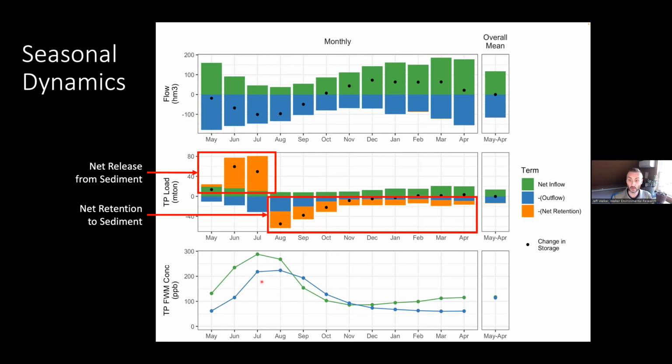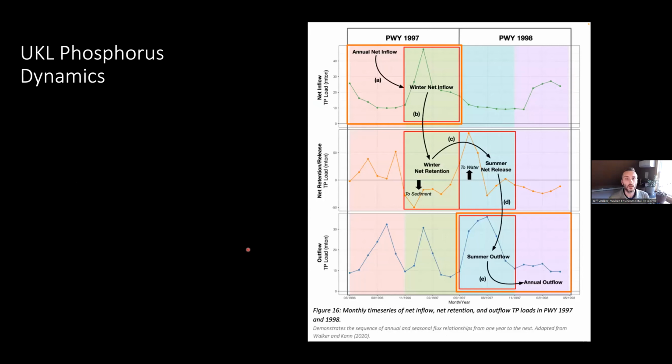And that's reflecting primarily this release of phosphorus from the sediments, because even though the inflow concentrations are high, which we'll talk more about in a minute, the loads are actually small compared to those releases. So it's the releases driving the higher concentrations in the outflow in the lake.